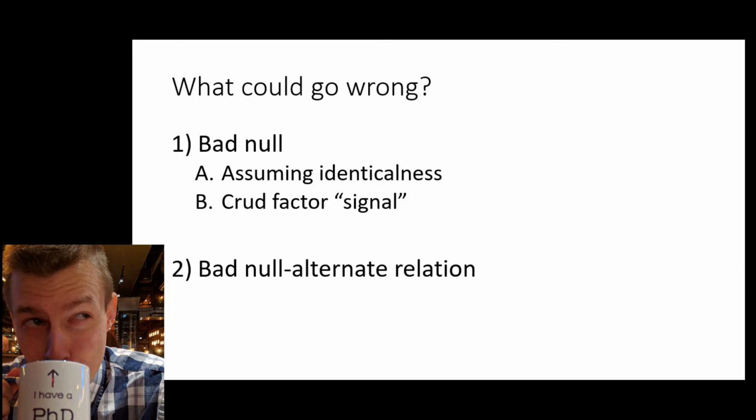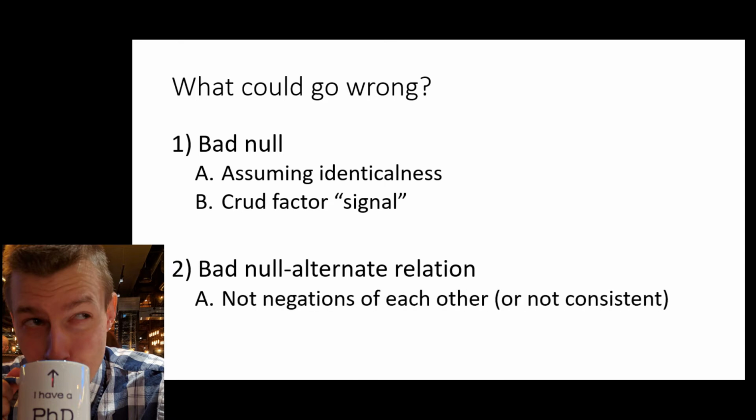Let's now assume we have a decent null and a finding of surprise in null land. Our question is then, does the negation of the null directly imply our hypothesis? The answer might be no when A, the null and alternate are not logical negations. So a good example would be: if he likes me, he would have called. He did not call, so he doesn't like me. A bad example would be: if he likes me, he would have called. He did not call, he does not like phones.